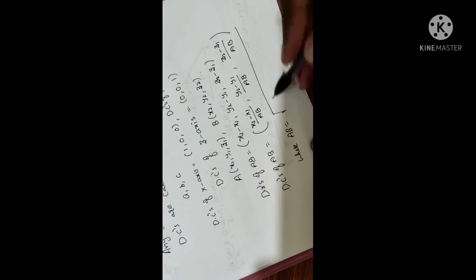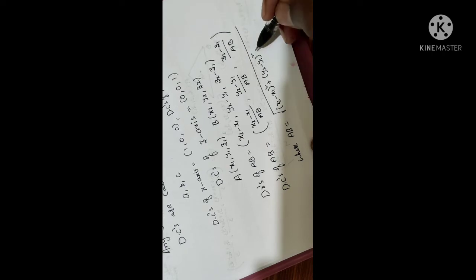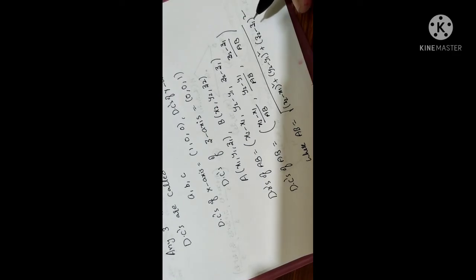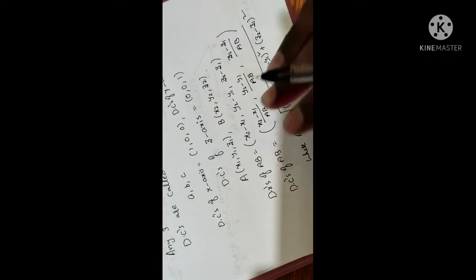So here what is AB? AB is the distance. What is the distance formula? Under root of x2 minus x1 whole square plus y2 minus y1 whole square plus z2 minus z1 whole square. So this is the concept of direction cosines and direction ratios. Okay.